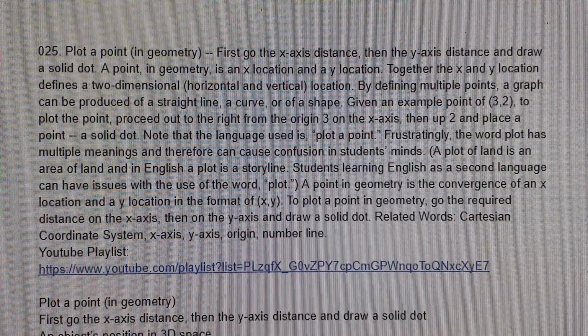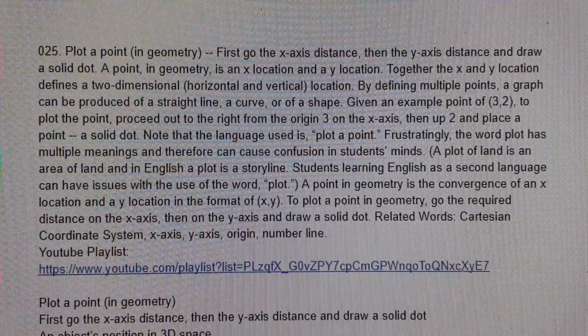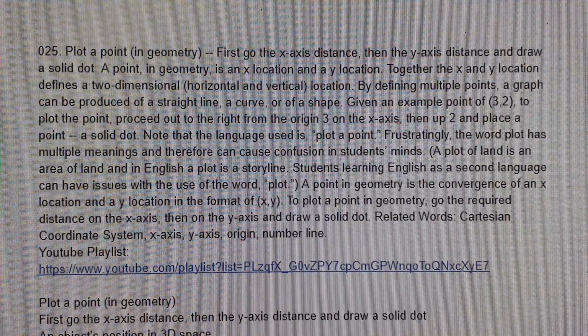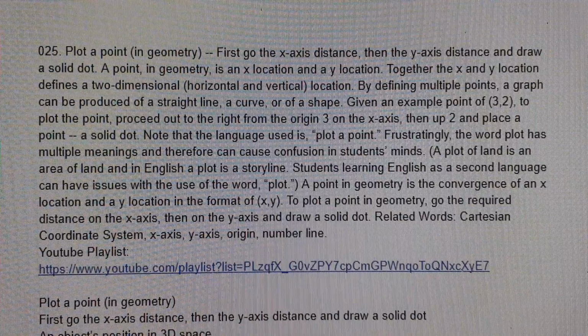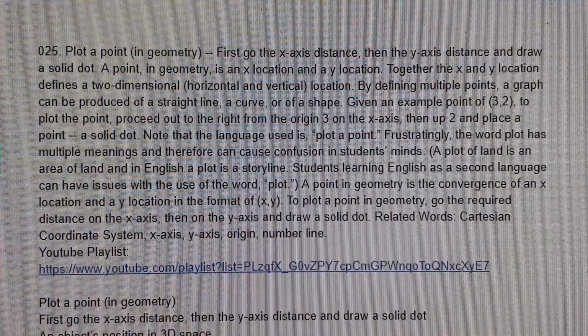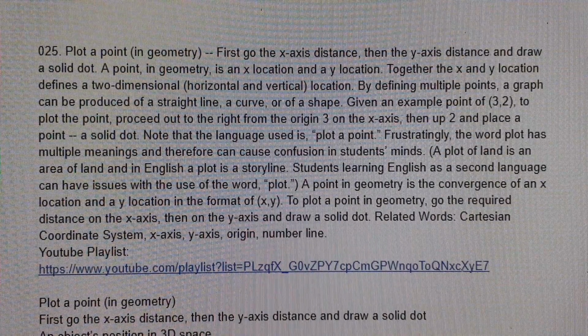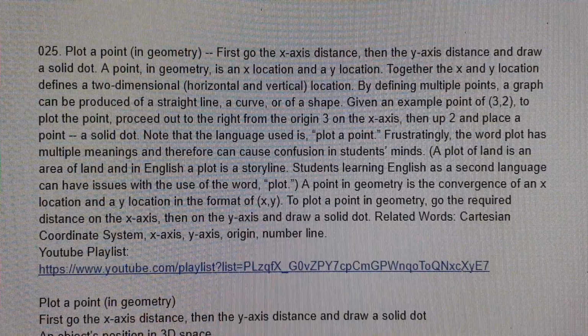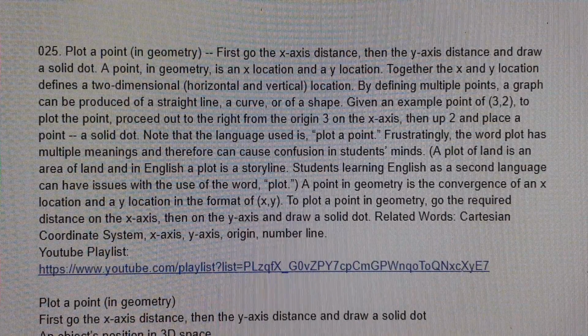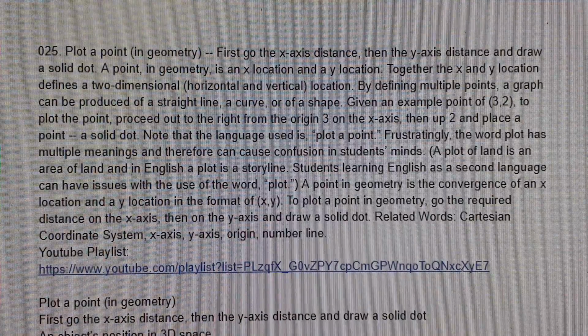By defining multiple points, a graph can be produced of a straight line, a curve, or of a shape. Given an example point of (3, 2), to plot the point, proceed out to the right from the origin 3 on the x-axis, then up 2, and place a point, a solid dot.